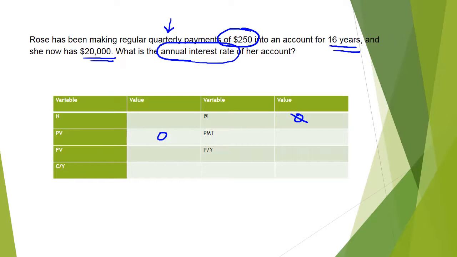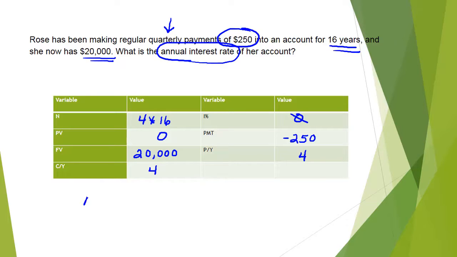Now, she's making quarterly payments. So the way I would do this is, okay, as I was going through this I noticed that there's a typo on your answer sheet, so I'm going to correct that while we're here. But, quarterly payments, that's 4 times 16. Our payment is going to be a negative $250 because we're giving that money to the bank. We want our future value to be $20,000 and we are compounding 4 times per year.